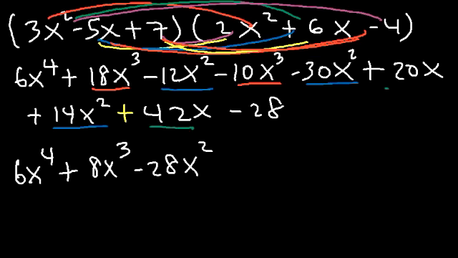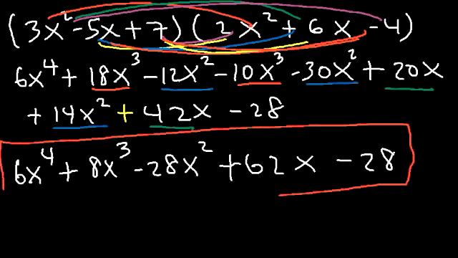Now we have these 2 terms to add. 42 plus 20 is 62. And then the last term. So this is it. 6x to the 4th plus 8x cubed minus 28x squared plus 62x minus 28. So now you know how to multiply a trinomial with another trinomial.